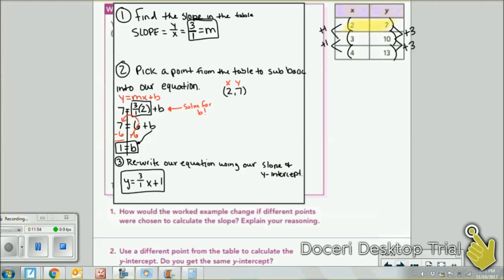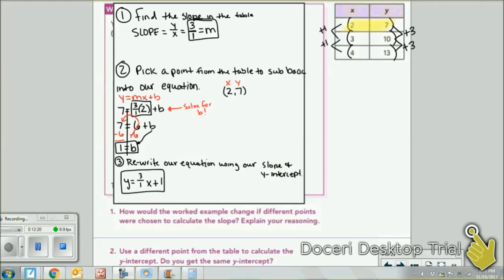Okay, so let's look down below. I know this is quite a bit of steps, but once we've done it a couple times, it'll go by pretty quickly. So let's look at number 1 and 2 here. Number 1 reads, how would the worked example change if different points were chosen to calculate the slope? Okay, so let's think about that for a second. We're not going to answer it yet because we're really going to look at number 2 and then go back to number 1. So 2 wants us to go ahead and do that.